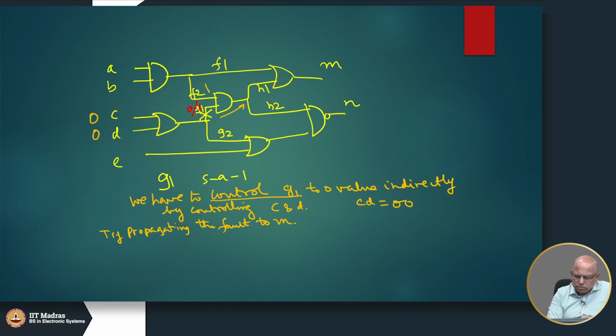Then what will happen if I want to make F2 equal to 1? I have no choice but to make A and B 1. That will cause F2 to become 1, but unfortunately that will also cause this to become 1. So, though I propagated the fault to this gate, this 1 will kill the fault. So, I cannot propagate the fault to M.